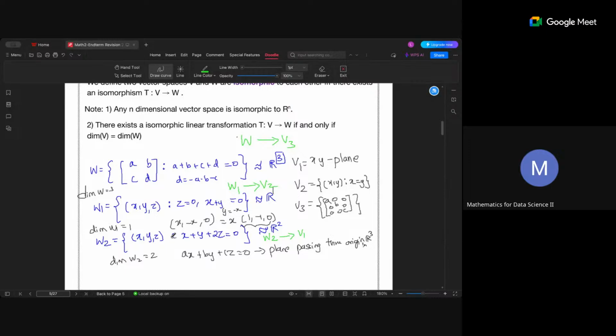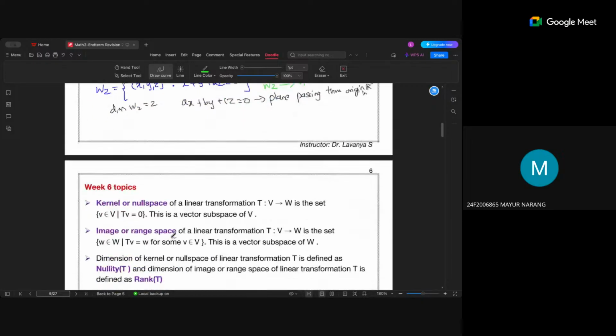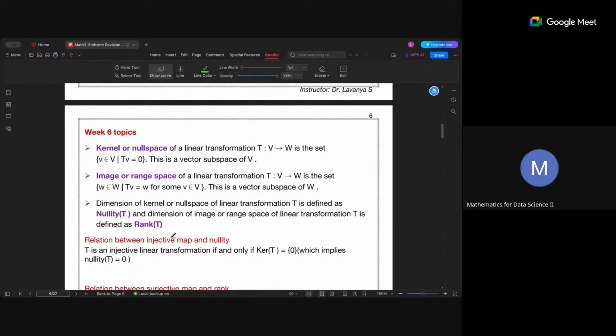Okay, let's move further. Moving to week 6. As I told you, the kernel or null space of T refers to the set of all vectors in V such that T(v) is equal to 0. This is a vector subspace. And the image or range space of a linear transformation T is the set of all vectors in W such that T(v) equals w for some v in V, the set of all vectors in the codomain which have a pre-image in the domain.